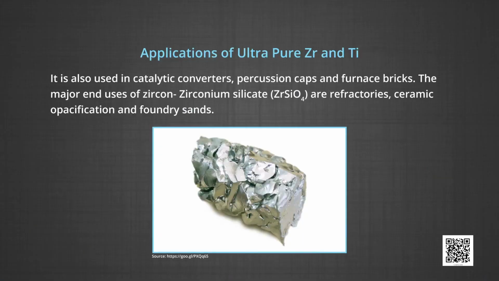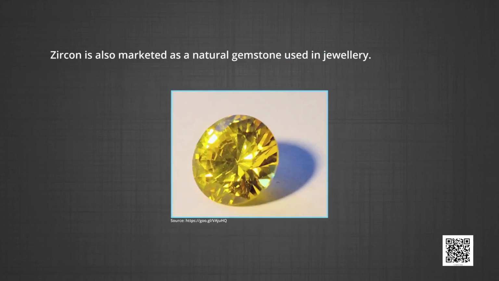Applications of ultra-pure zirconium and titanium. Zirconium is used as an alloy such as zircaloy, which is used in nuclear applications since it does not readily absorb neutrons. It is also used in catalytic converters, percussion caps and furnace bricks. The major end uses of zircon, zirconium silicate, are refractories, ceramic opacification and foundry sands. Zircon is also marketed as a natural gemstone used in jewelry.